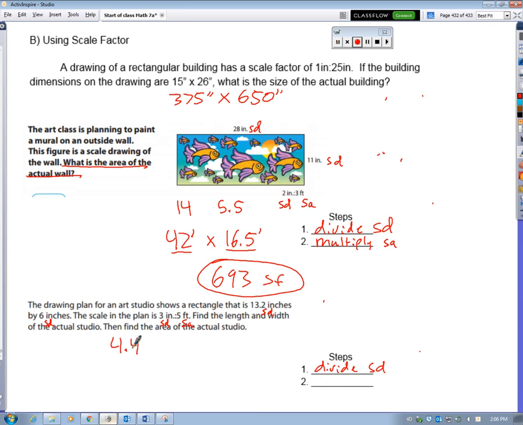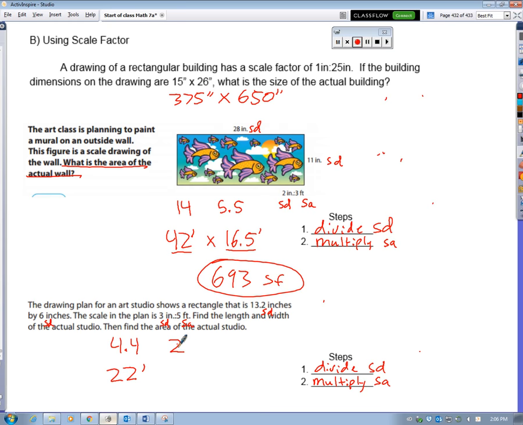Alright, now we're going to do step number 2. We're going to multiply that answer we got by the scale actual. So we're going to take this 4.4, multiply it by the 5 feet, and that'll tell us how long the actual wall is. So this side of the studio is going to be 22 feet. Now let's find out how long the other side of the studio is going to be. We're going to go back to step number 1, take 3 inches, divide that into the 6 inches. That's going to give us 2.